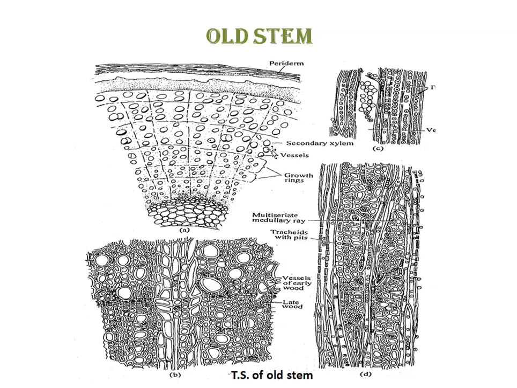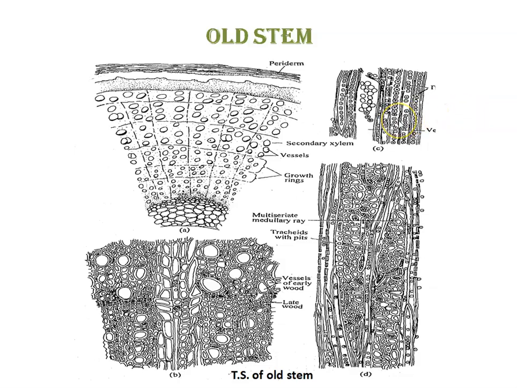So you can see here annual rings. These are visible with each year of the secondary growth; these are growth rings. You can see here in this diagram. Now look at this diagram. This part shows early and late wood. In early wood, large vessels are present, and the late wood is composed of mainly tracheids.